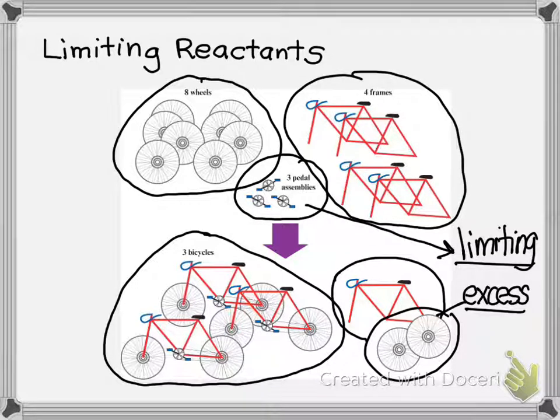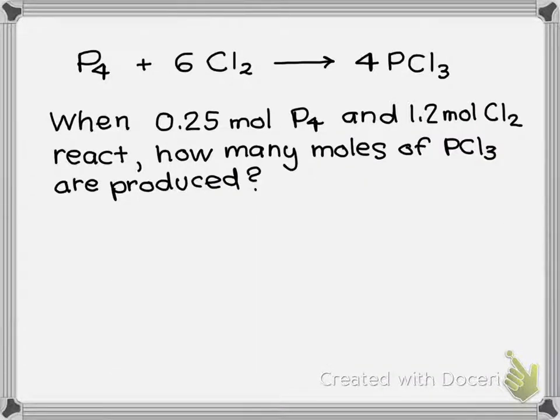So the same thing can happen in chemical reactions. You can start out with a certain amount of reactants, and once one of the reactants is completely used up, the reaction will stop. The first reactant to get used up is what we call the limiting reactant, and the reactant that's left over when the reaction is complete is called the excess reactant. Stoichiometry problems help us figure out what's the limiting reactant, what's the excess reactant, and how much we would expect to make.